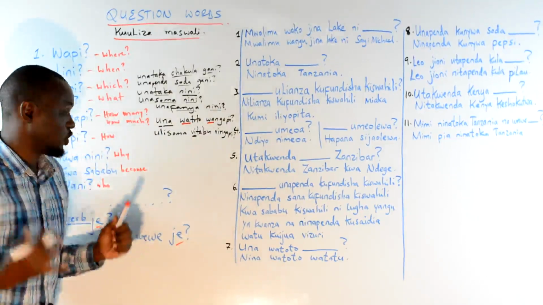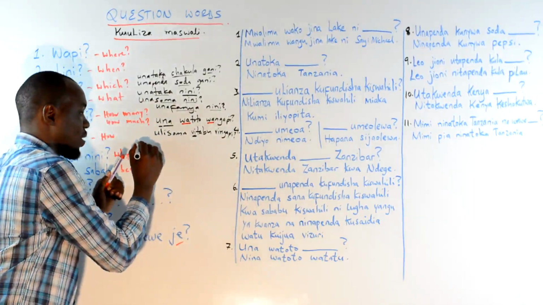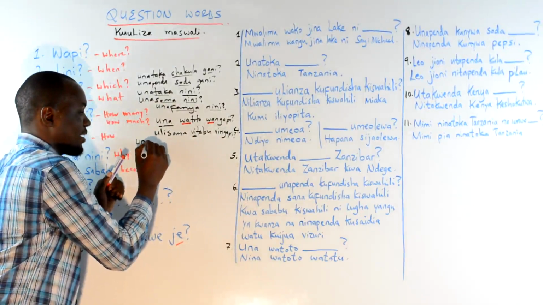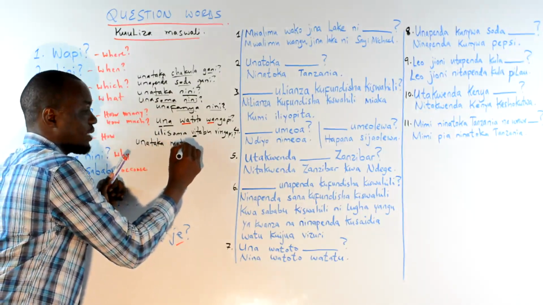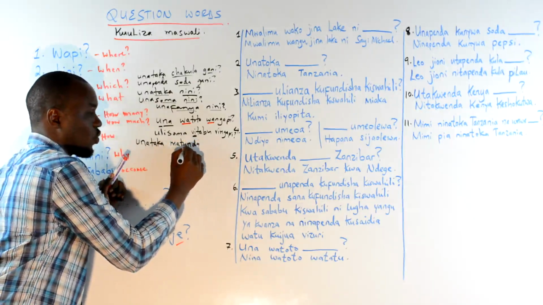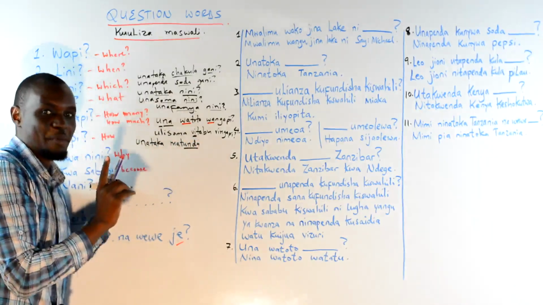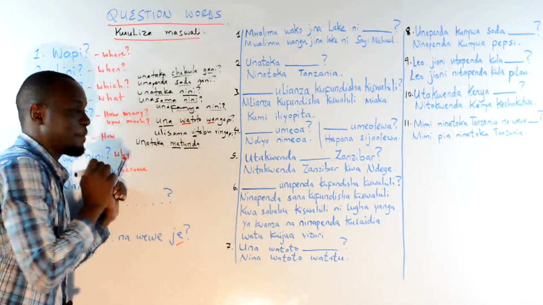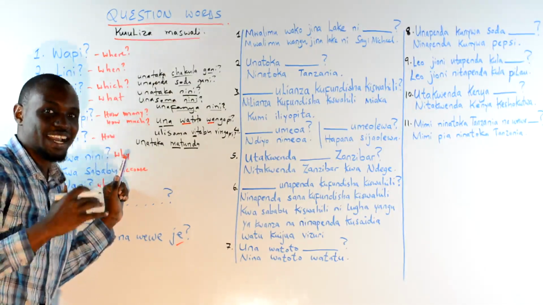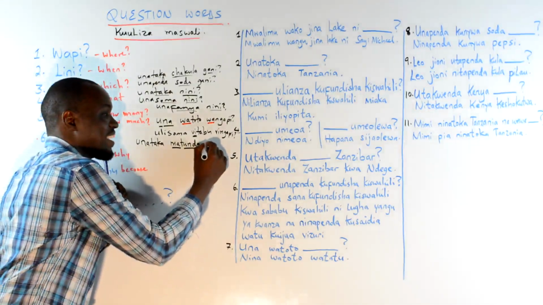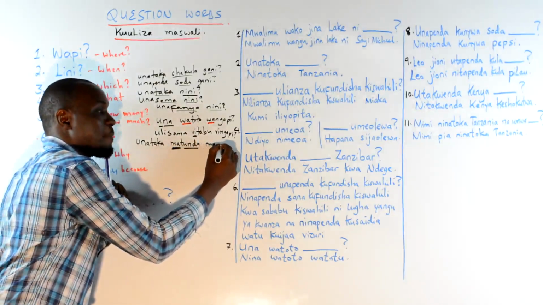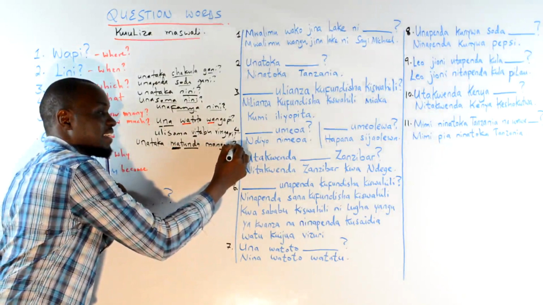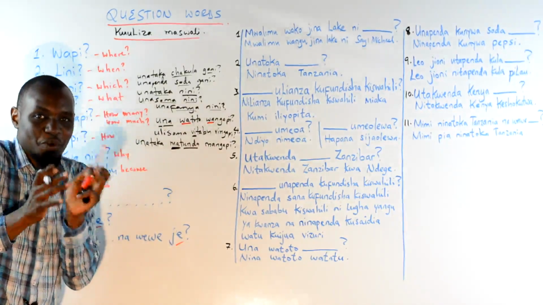How many fruit do you want? Will be unataka matunda. You know, one fruit is tunda. Many will be matunda. So unataka matunda, then it follows the noun, mangapi. You see? So it confuses a little bit.